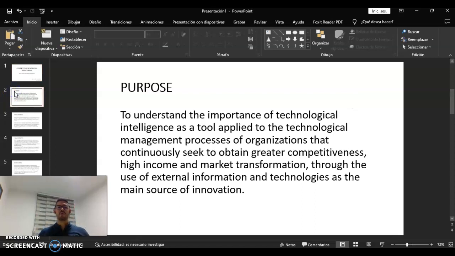The purpose: to understand the importance of technological intelligence as a tool applied to the technological management process of organizations that continuously seek to obtain greater competitiveness, high income, and market transformation through the use of external information and technologies as the main source of innovation. This is very important to study this matter.